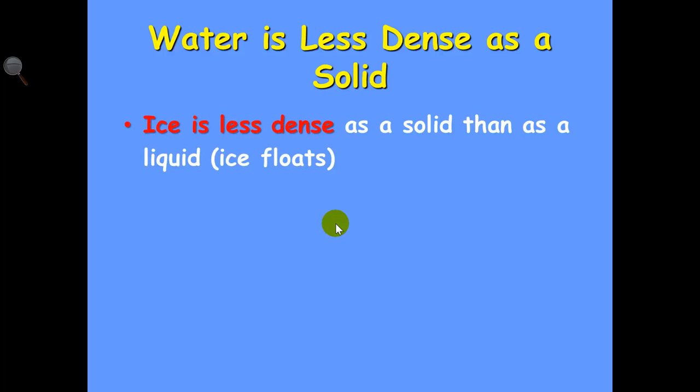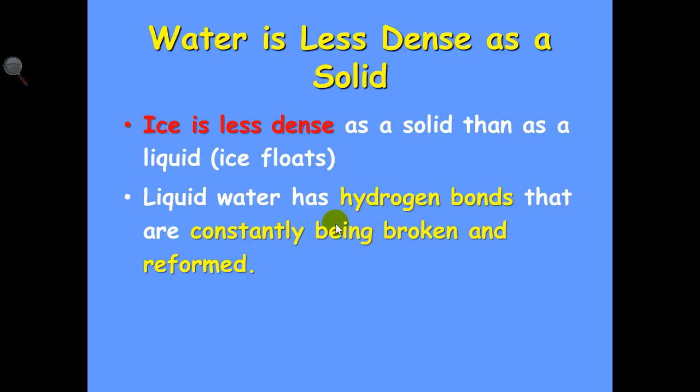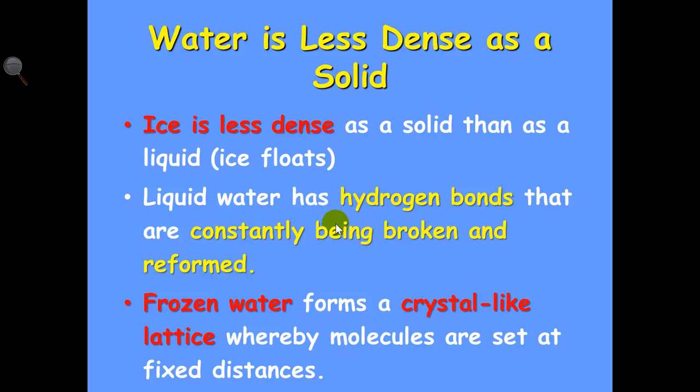All right, water is less dense as a solid. So it means when it's frozen, when it's ice, it's less dense than when it's a liquid. That's why ice floats in a river or a lake or even in a cup of water. In liquid, water has hydrogen bonds that are constantly being broken and reformed again. And when water is frozen in ice, it forms a crystal-like lattice structure where the molecules are set at fixed distances. So they're not going to be moving and breaking and moving all around. They're going to be stuck in those fixed distances away from each other. That's why it's less dense. Okay.